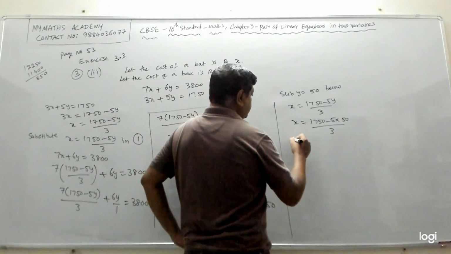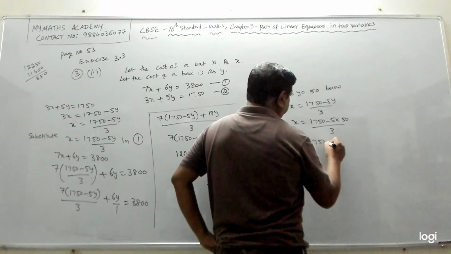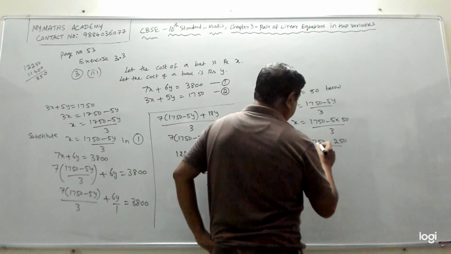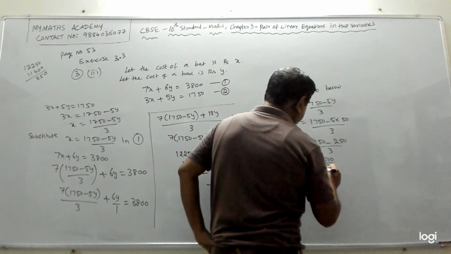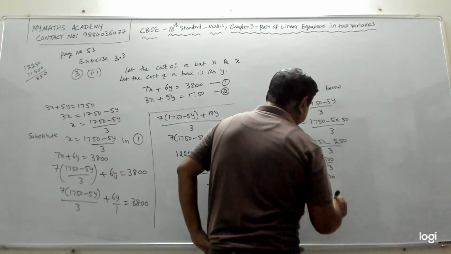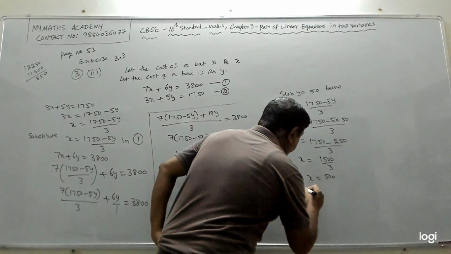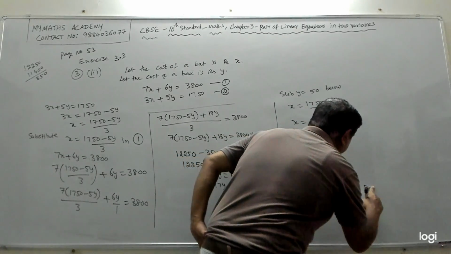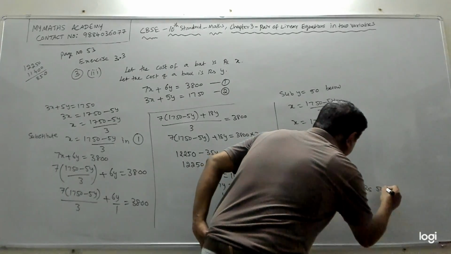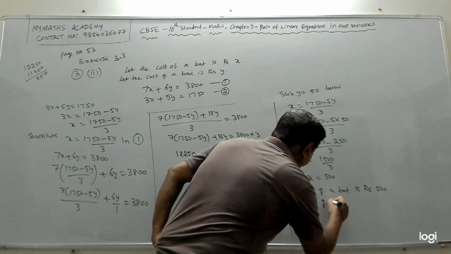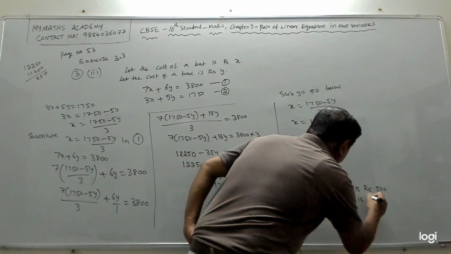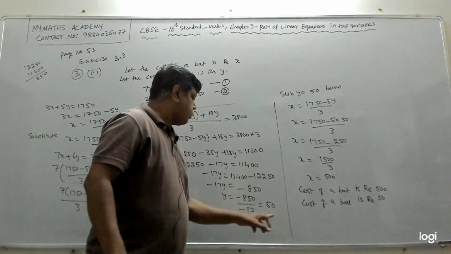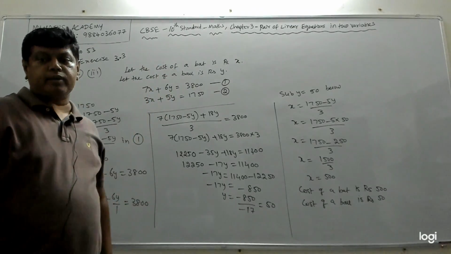Right? So now x is equal to (1750 minus 250) by 3, since 5 times 50 is 250. So x becomes 1500 by 3, which means x becomes 500. So the cost of a bat is rupees 500, and the cost of a ball is rupees 50, because we got x as 500 and y is 50. So this is the cost of the bat and this is the cost of a ball. That's how we define x and y.